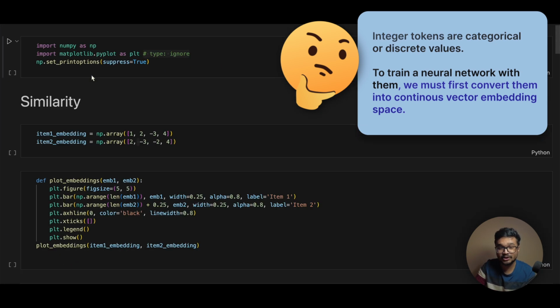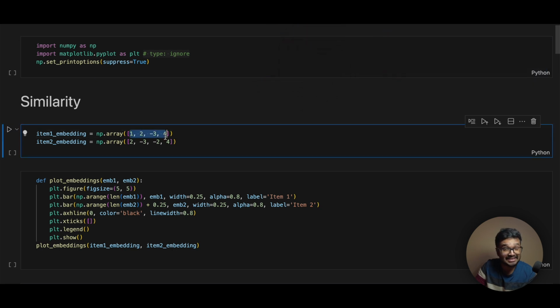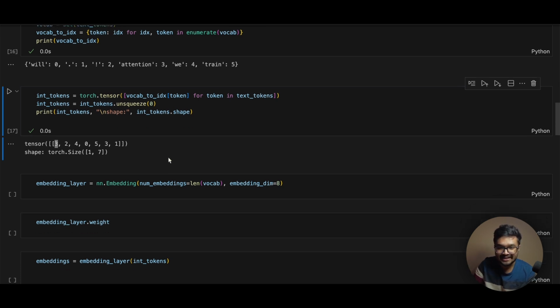Now, these vector embeddings are kind of similar to the original vector embeddings that we started with. We originally set some arbitrary values here, and now as well, we will start with arbitrary float values, but we will train the model to learn the correct values. Let's see how to do that.